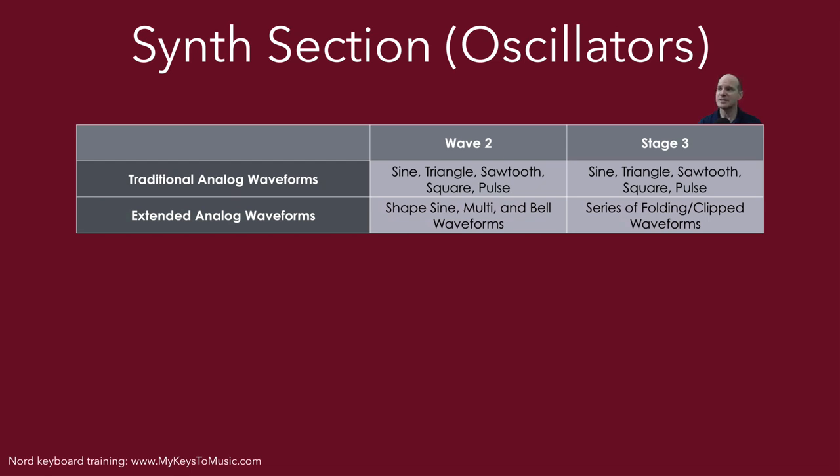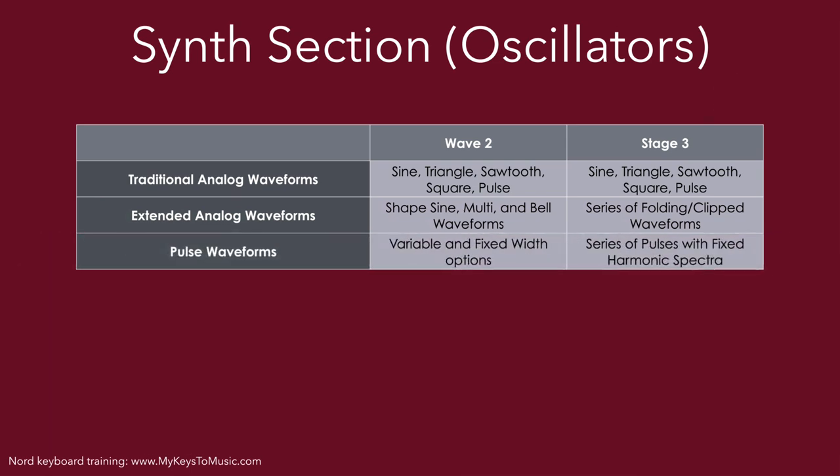There are some differences, but there are more similarities than differences in the way that they handle these traditional analog waveforms. They both have the optional pulse waveforms. On the Wave 2, variable and fixed width options. On the Stage 3, you have a series of pulses with fixed harmonic spectra.